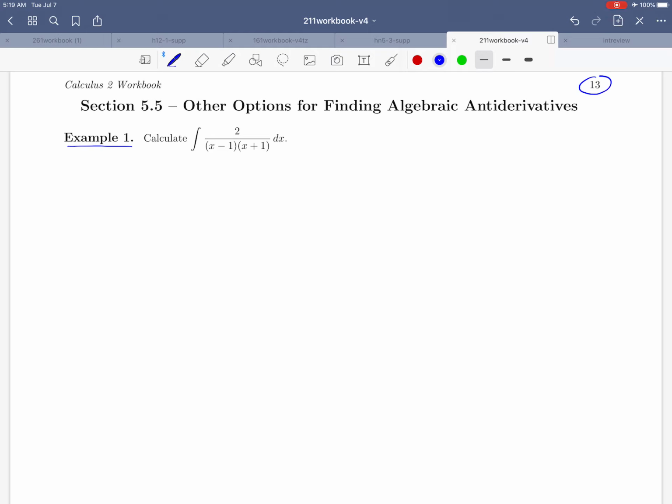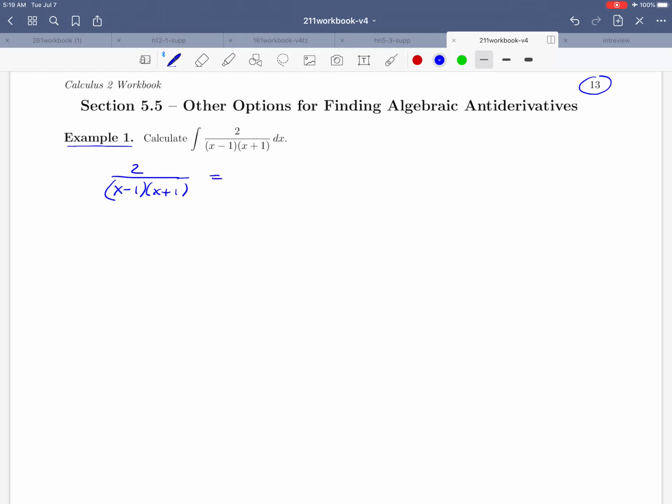The way partial fractions work is it takes a function like this and breaks it into smaller parts that are easier to integrate. Let me show you what I mean. I'm going to start by not worrying about the integral and just looking at the function on the inside: 2 over (x minus 1) times (x plus 1).